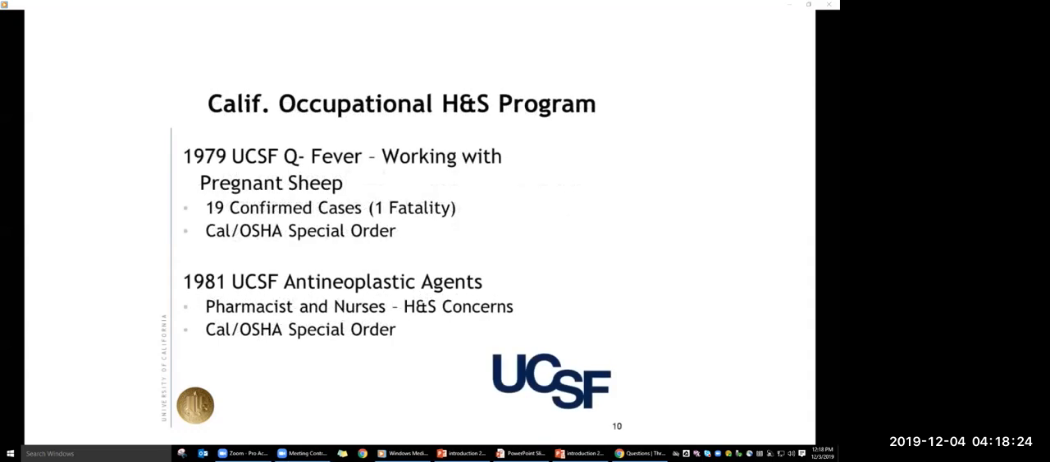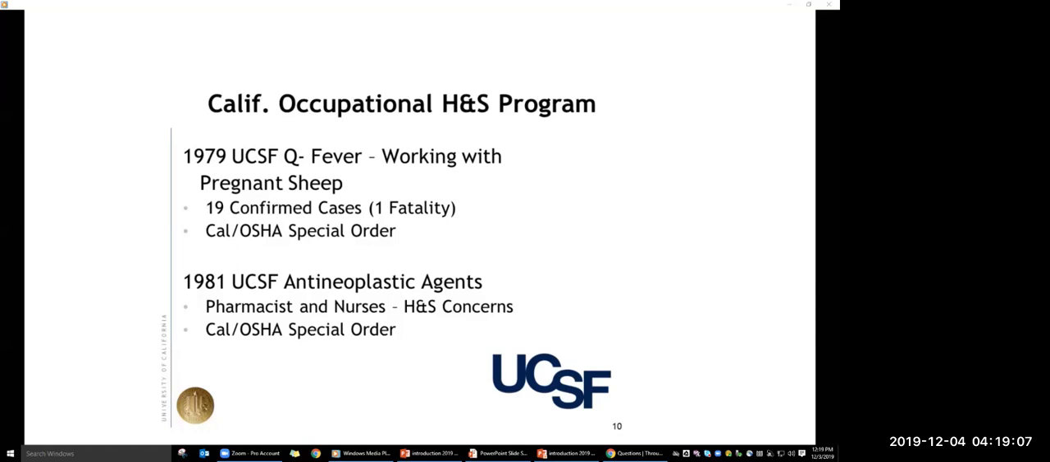Other incidents which occurred at UCSF are worth noting. In 1979, there was a Q fever outbreak for employees working with pregnant sheep. It resulted in 19 cases, which included 1 fatality. A Cal-OSHA inspection took place and resulted in a special order being issued to UCSF, which addressed training, exposure controls, medical surveillance, and use of PPE, including N95 respiratory protection. A few years ago, with increased controls, training, and work practices, Cal-OSHA withdrew the special order which was issued to UCSF.